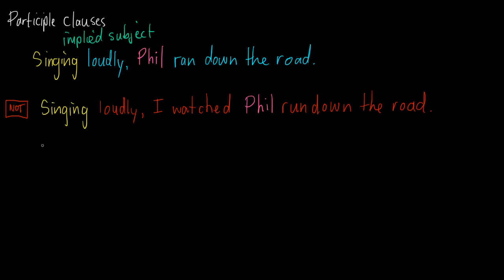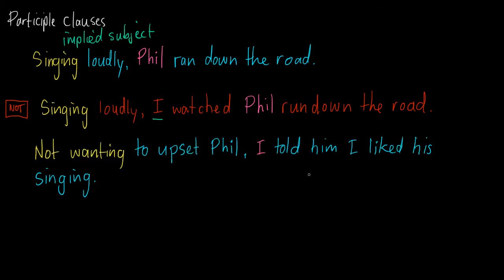Let's look at another example of what we shouldn't do. So singing loudly, I watched Phil run down the road. This is incorrect because what we would expect here is that this subject here would be the same subject of this clause given the implied subject. So it would have to be I was singing loudly as I watched Phil run down the road, which is not what we mean. We mean that Phil was singing loudly.